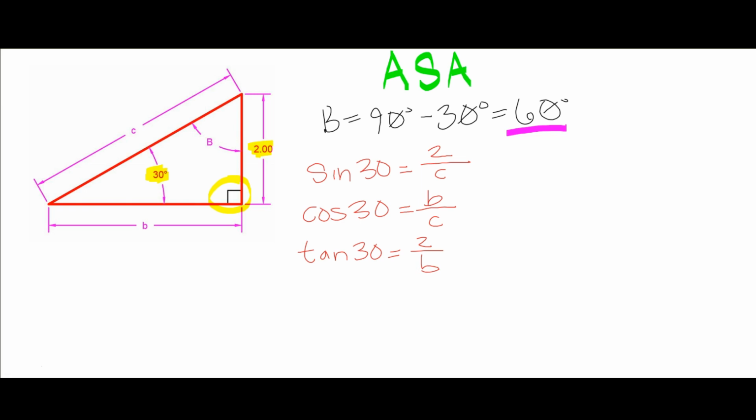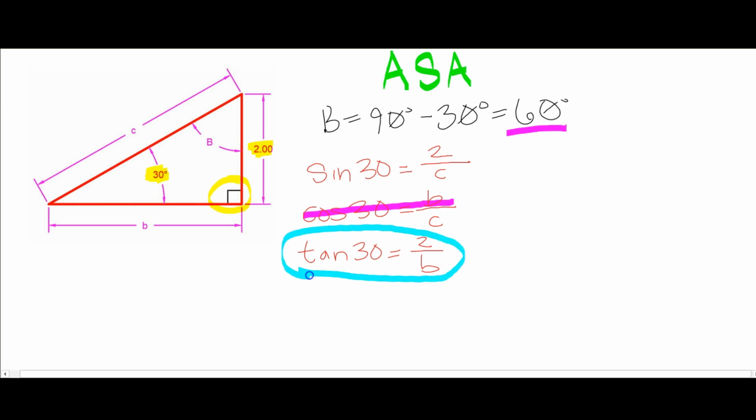So the cosine is not going to work because I have two unknowns here. I have two unknowns for cosine, so it's going to be impossible to algebraically solve this equation. So that one is out. But using sine or tangent, those are actually feasible. So I can really just choose which one I want to do. Right now, it doesn't matter which one I do. But I'm going to use the tangent option, and I'm going to solve this equation. So tangent of 30 equals 2 over b.